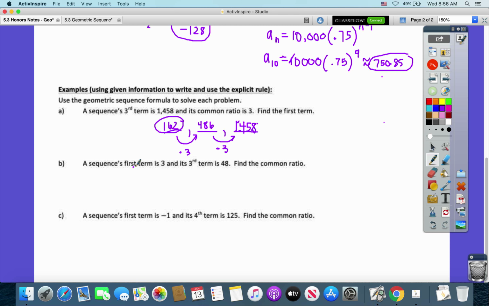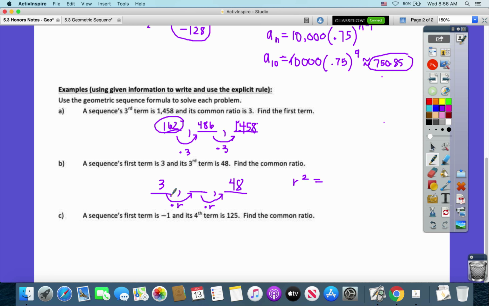Part B, we have a sequence's first term is 3, and its third term is 48. So first term is 3. We don't know the second term. We know the third term is 48. So for this one, all we're looking for is the common ratio. We know to get from 3 to 48, we are multiplying by that ratio, and then we're multiplying by that ratio again. So we are multiplying by r 2 times, which we could write as r squared.